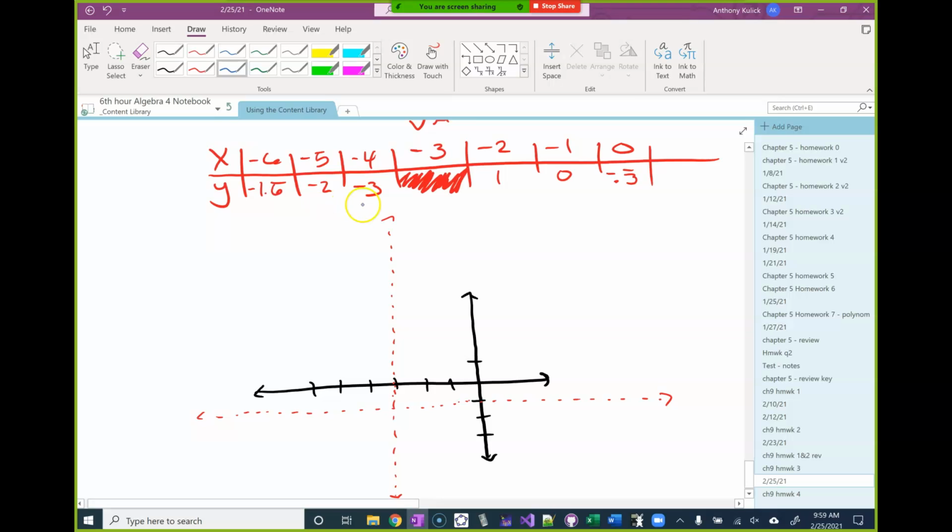Now I'm going to plot my points. So -4, -3 is here. -5, -2 is there. And -6, -1.6 is there. And now to draw my graph, I'm going to follow my asymptote, go through my points, and then follow my other asymptote, just as I move from left to right. Because remember, your graph cannot cross your asymptotes.